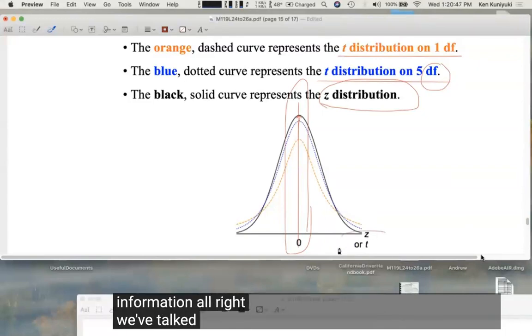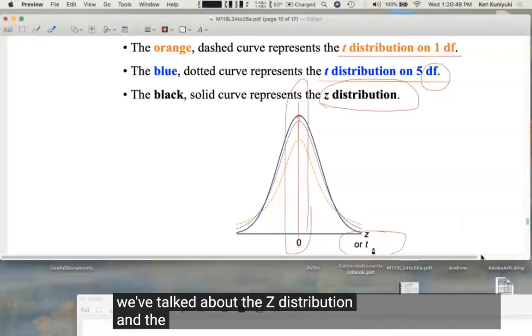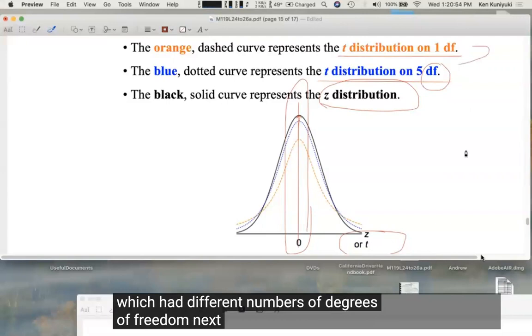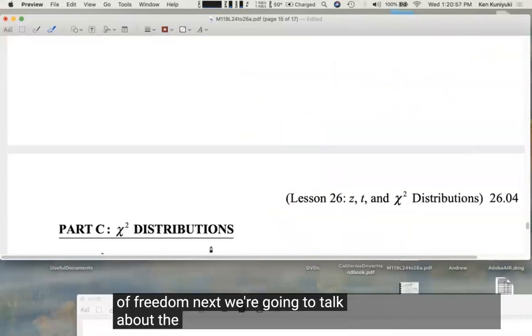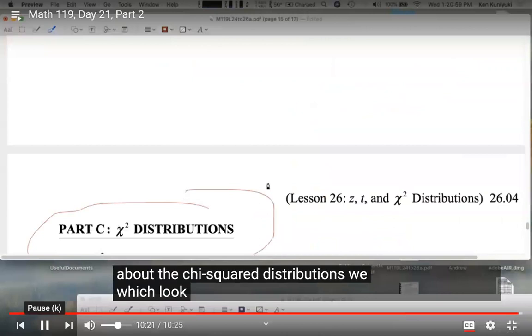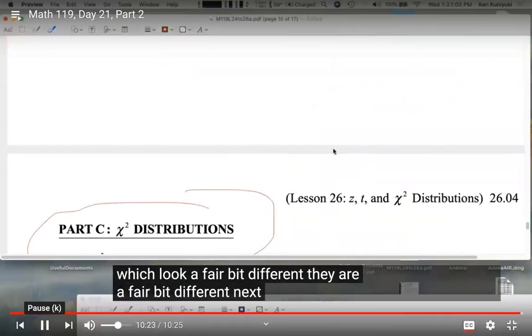All right, we've talked about the z distribution and the infinitely many t distributions, which had different numbers of degrees of freedom. Next, we're going to talk about the chi-squared distributions, which look a fair bit different. They are a fair bit different. Next time. All right, any questions? So the t density curves are bell curves. And in fact, they start approaching the z curve as the number of degrees of freedom approaches infinity. The chi-square guys look very different. Any questions? All right.